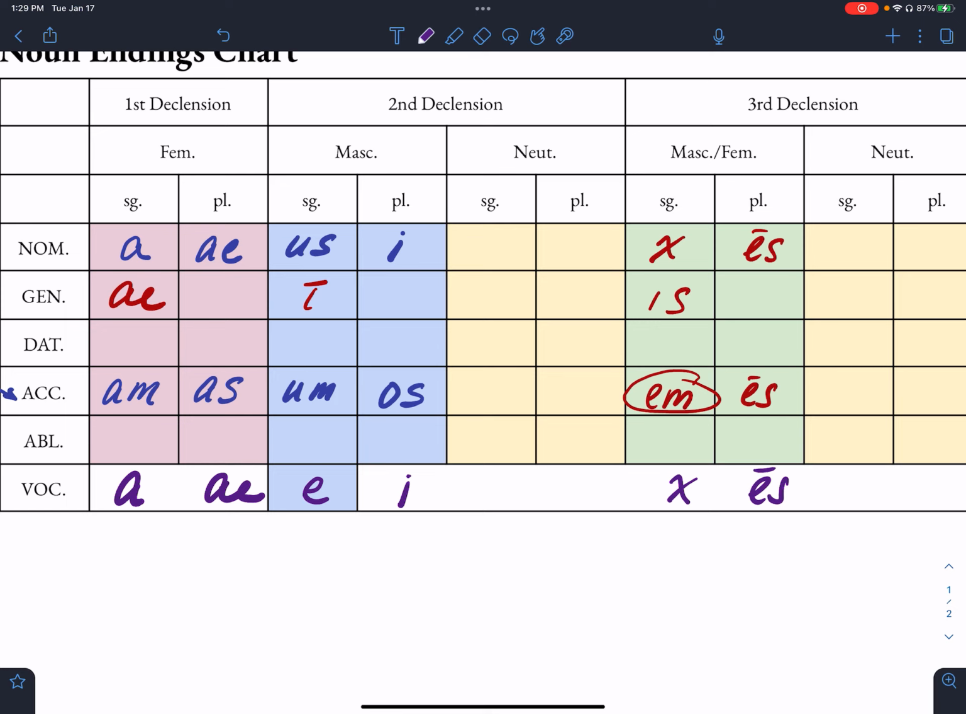All right, does this make sense though? The vocative is the same as the nominative except for that one spot. Any questions on that? No?